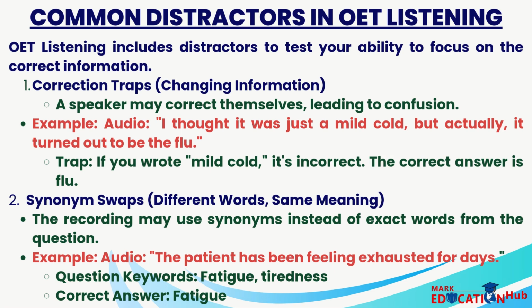Another common distractor is synonym swaps, where different words are used instead of the exact terms from the question. For instance, if the audio says, "The patient has been feeling exhausted for days," but the question asks about fatigue or tiredness, the correct answer would be fatigue, as it matches the intended meaning. By staying attentive to corrections and recognizing synonyms, you can filter out misleading information and accurately complete your notes.